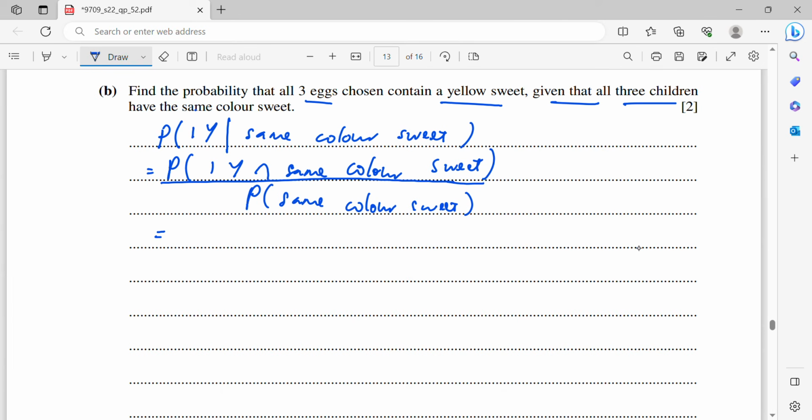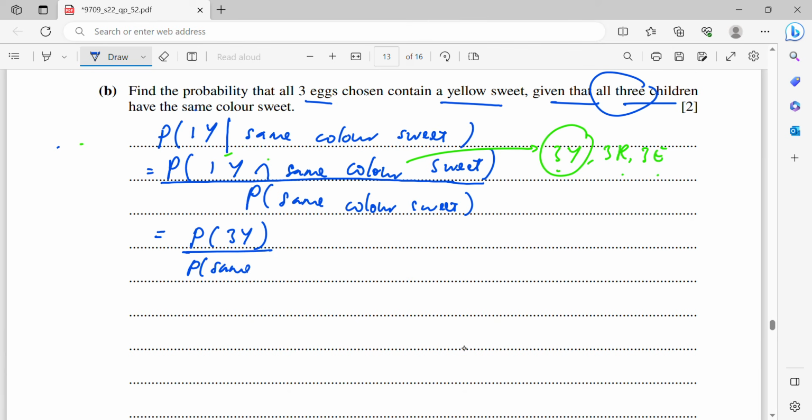Alright, so now from here, the probability of all 3 yellow and same color sweets. Remember, same color sweets means 3 yellow, 3 red, or 3 orange. So all 3 yellow intersect with all these is just all 3 yellow. So this is P(3Y) over P(same color). That is the intersection.